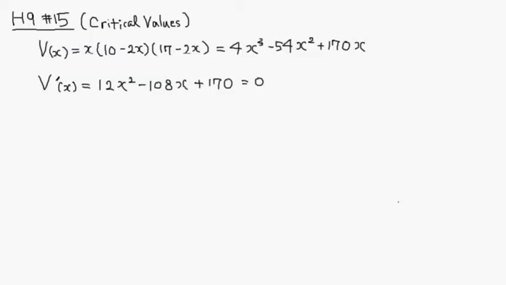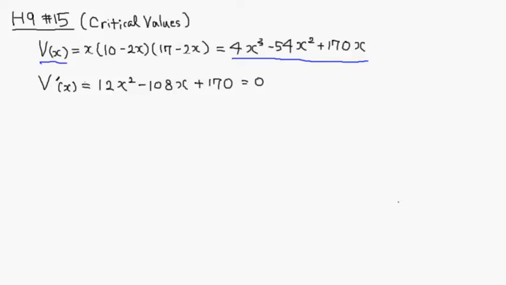Okay, I would like to go over a portion of homework number 9, problem number 15. Let's say that we already found the volume function V of x, which is right here: x times quantity 10 minus 2x times quantity 17 minus 2x. If you multiply all out, you're going to get this function: 4x cubed minus 54x squared plus 170x.